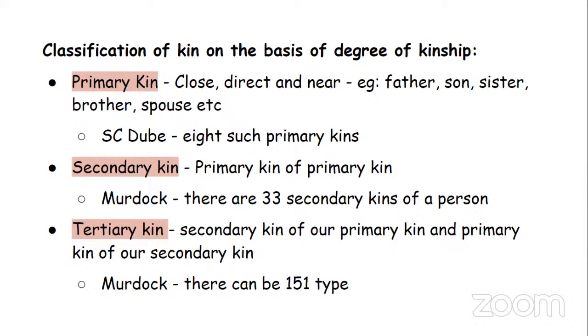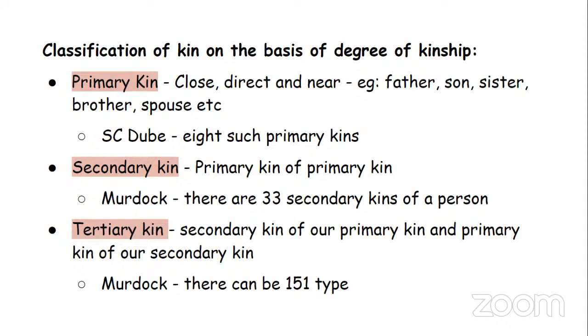For example, to identify my tertiary kins, it includes the secondary kin of my primary kin, which means my primary kins are my father and mother. So my tertiary kins include the secondary kin of my father and mother, and then the primary kin of my secondary kins. My secondary kins include my grandparents from both sides and my parents' siblings. So this is tertiary kin: the secondary kins of our primary kin and the primary kin of our secondary kin. And Murdock said that 151 types of tertiary kins can be identified in our Indian society.